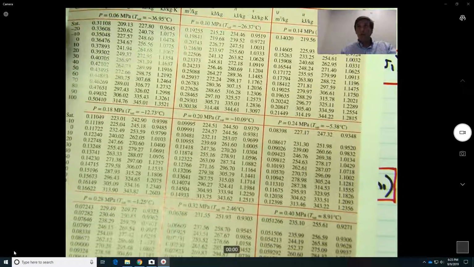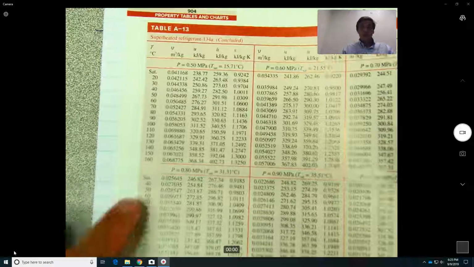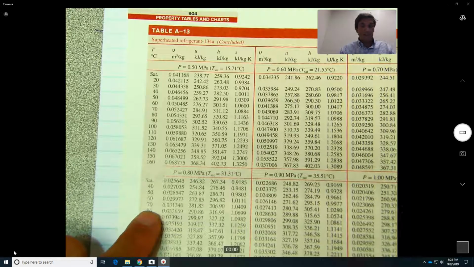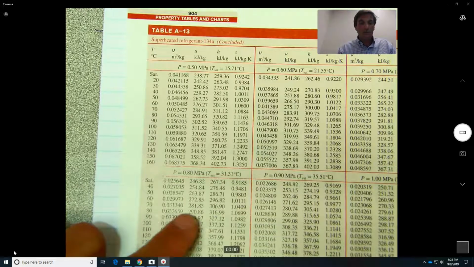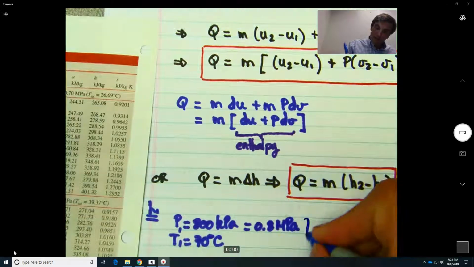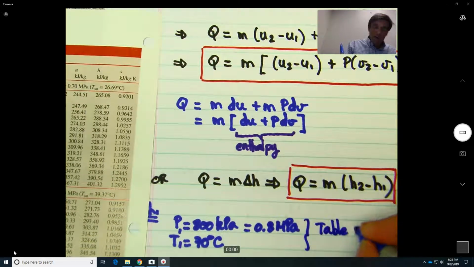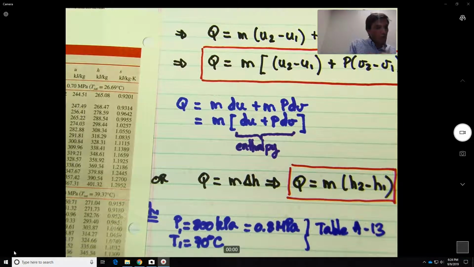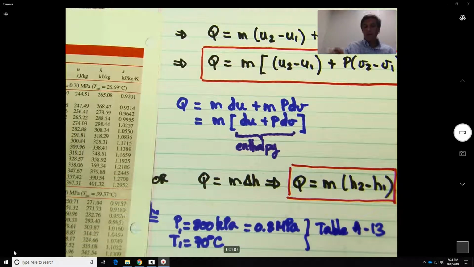So we go over here, go to 0.4 over here. You cannot see, I turn the page. Here we have 0.8, and we need to look at 70. So at 70 we have H1 equal to 306.90. So I write, table A13, we have H1 equal to 306.90 kilojoules per kilogram. All right.